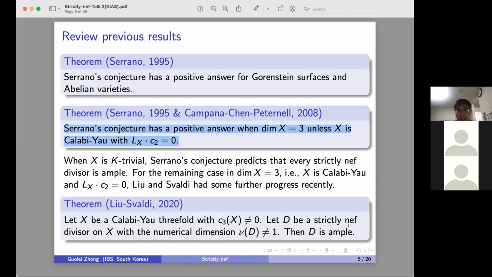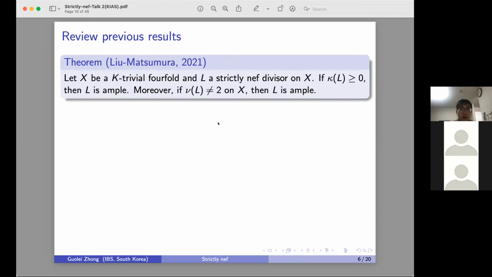So for the proof, they utilized the Riemann-Roch formula and discussed some cases. Later on, Liu and Matsumura consider a weak form of Cyrano's conjecture in the fourfold case, but they only consider the K-trivial fourfold case.